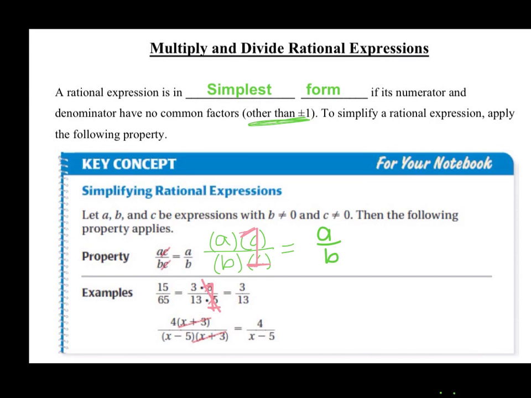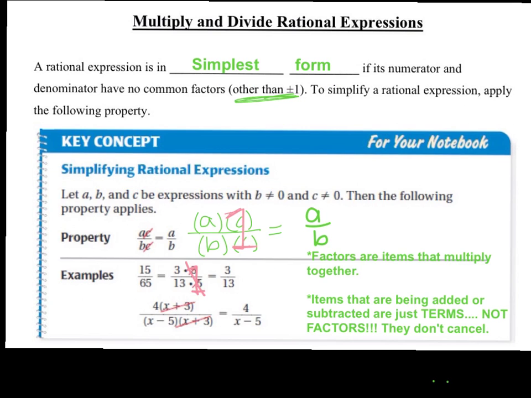4 times x plus 3 over x minus 5 times x plus 3. So the x's, guys, are not your factors. Factors are things being multiplied together. Terms are just things being added or subtracted together. So I wrote this little box over here. It may or may not help you guys, but you can't just cancel out numbers and variables that you see are the same. You're not canceling terms, you're canceling factors. So factors are items that multiply together.